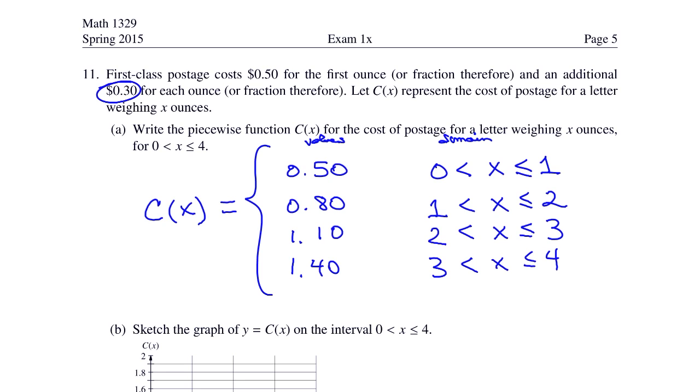And traditionally we have the word if here, we want that, or sometimes people put when. So it's 50 cents if x is between 0 and 1, including 1. It's 80 cents if x is between 1 and 2, including 2, etc., etc.